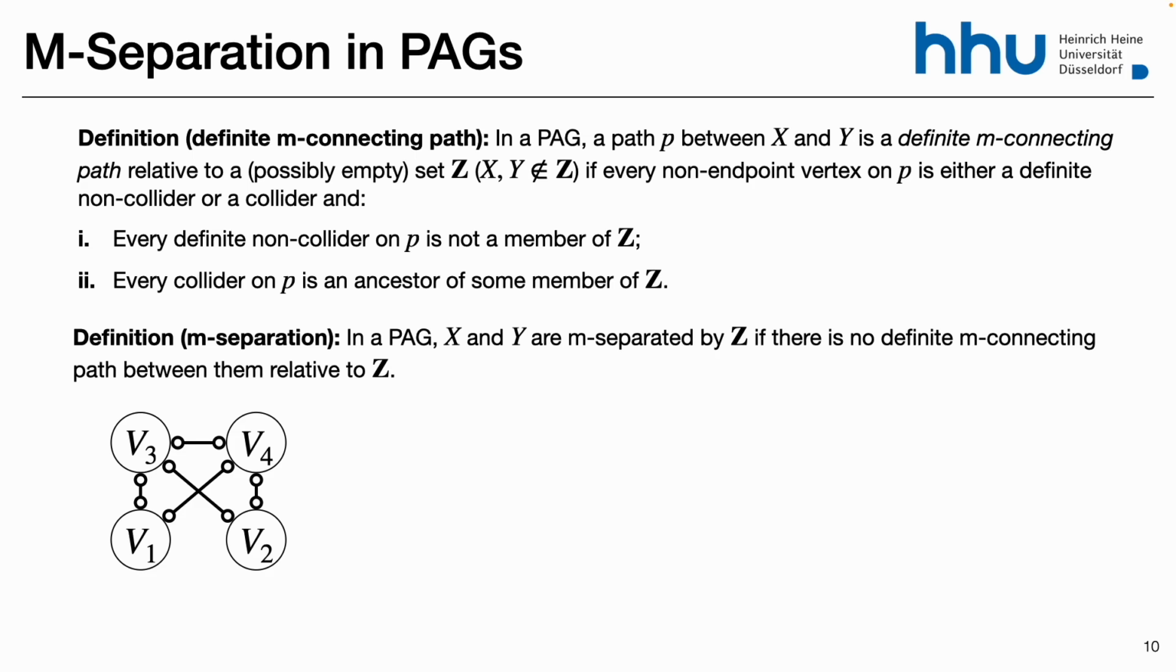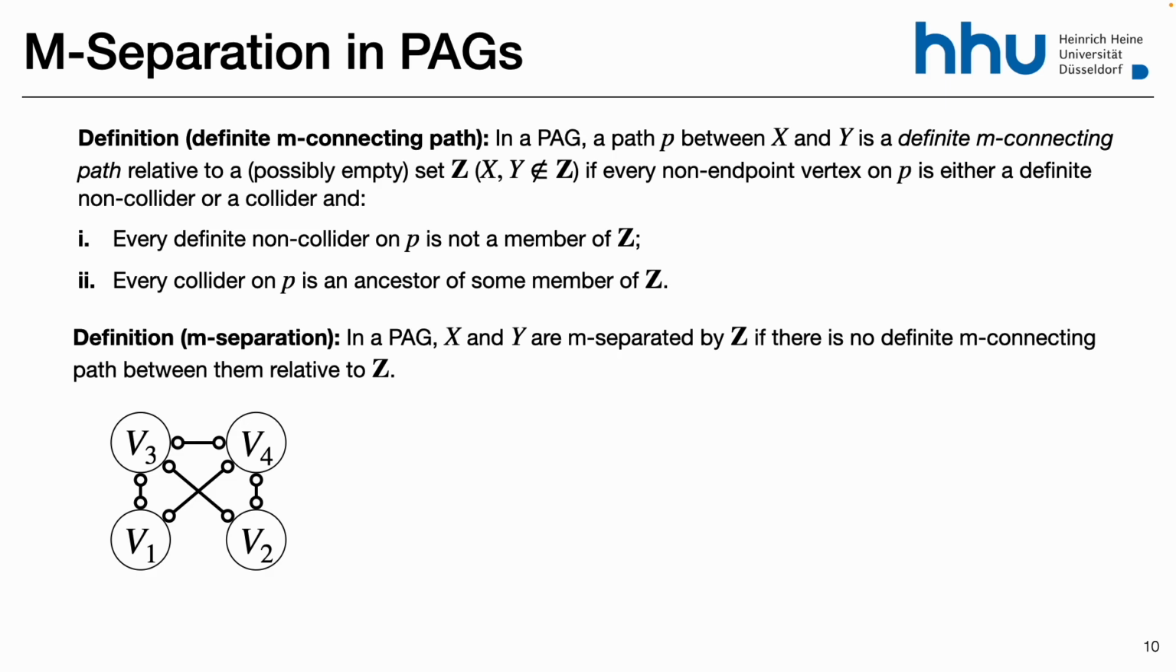So all the triplets have to have definite status. V1, V3, and V4. Is this a definite status triplet? It's shielded. So not. What about V3, V4, and V2? Again. So this path, I don't even look at it. Let's forget about it. So what's the set that M-separates V1 and V2?